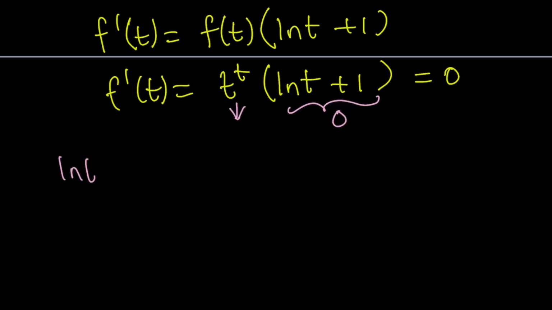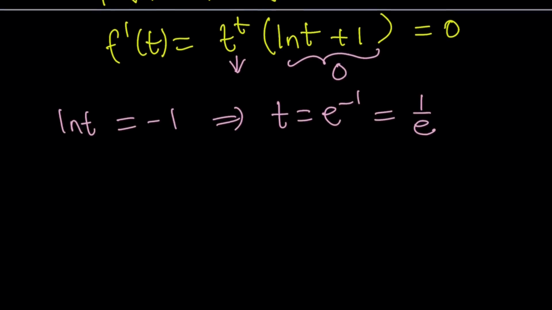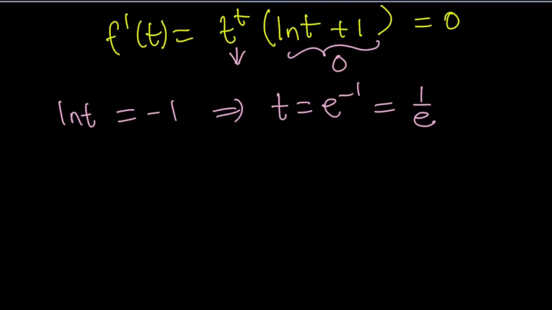This implies ln t equals -1, and that implies t equals e to the power -1, which can be written as 1 over e. So we have something at that point, a maximum or a minimum. We're going to find out by making a graph, but first of all, let's find out the f value at that point.